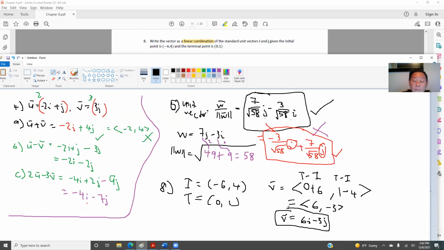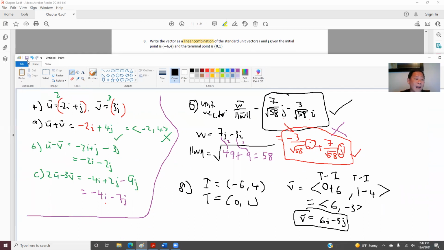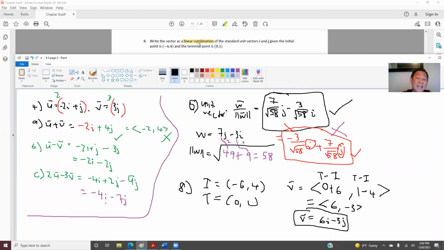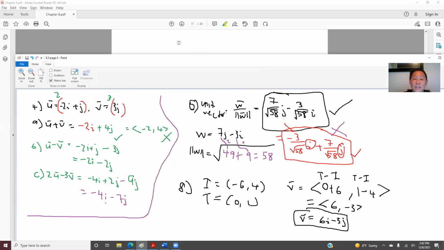My advice to you guys is to read the question carefully and figure out what kind of form they want from you. Do they want it in a linear combination form, like i and j form? Or do they want it in a component form, which is that less than and greater than sign? Read the question carefully and they will tell you what form they want.